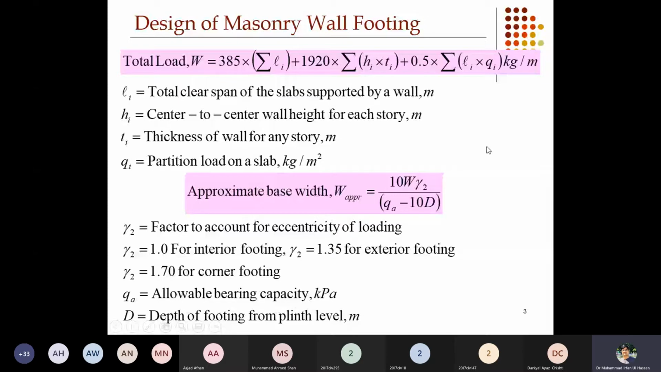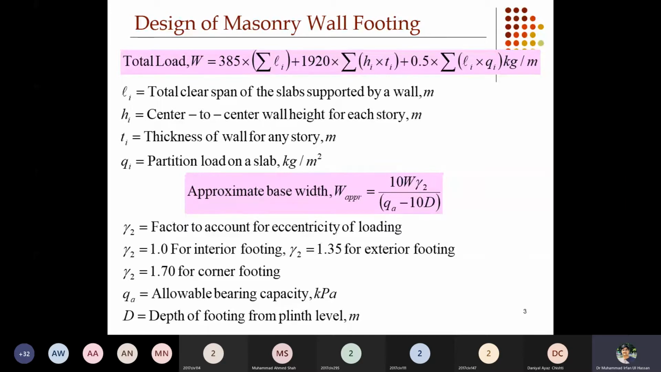Then Li, as already explained, is the span that is supported by the wall, multiplied by the partition load on the slab. So in this way you are computing the total load coming on the wall: partition load, wall self weight, and the super load from the slab. Now from the total load, that is W here, you can compute the width.